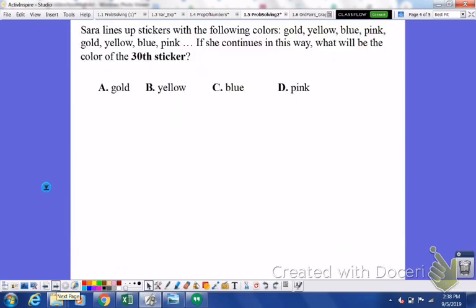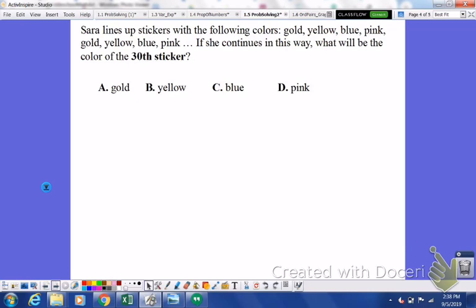And a little multiple choice. We'll work with a lot of multiple choice this year, so you guys are used to it. So Sarah lines up stickers in the following colors: gold, yellow, blue, pink, gold, yellow, blue, pink. If she continues in this way, what will be the color of the 30th sticker?